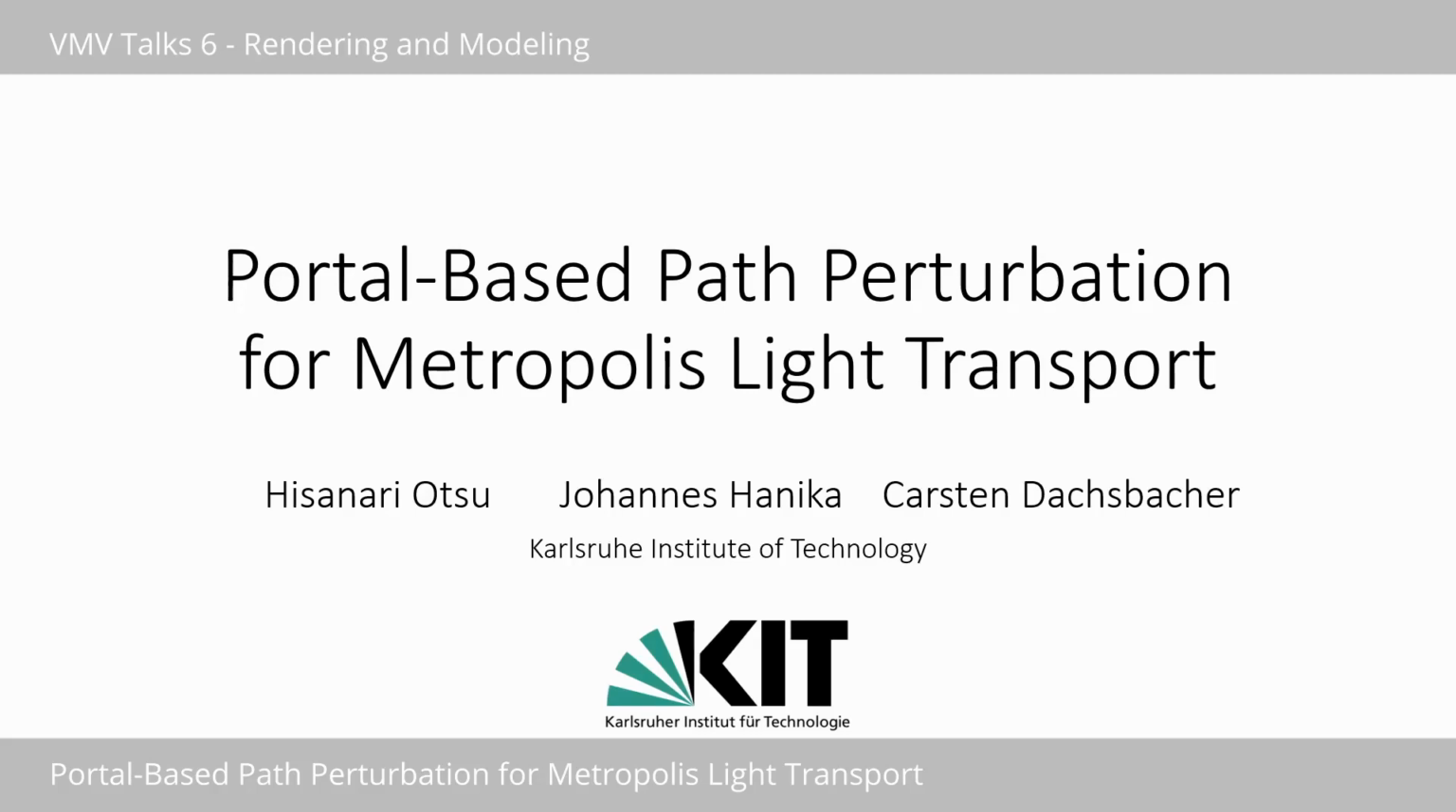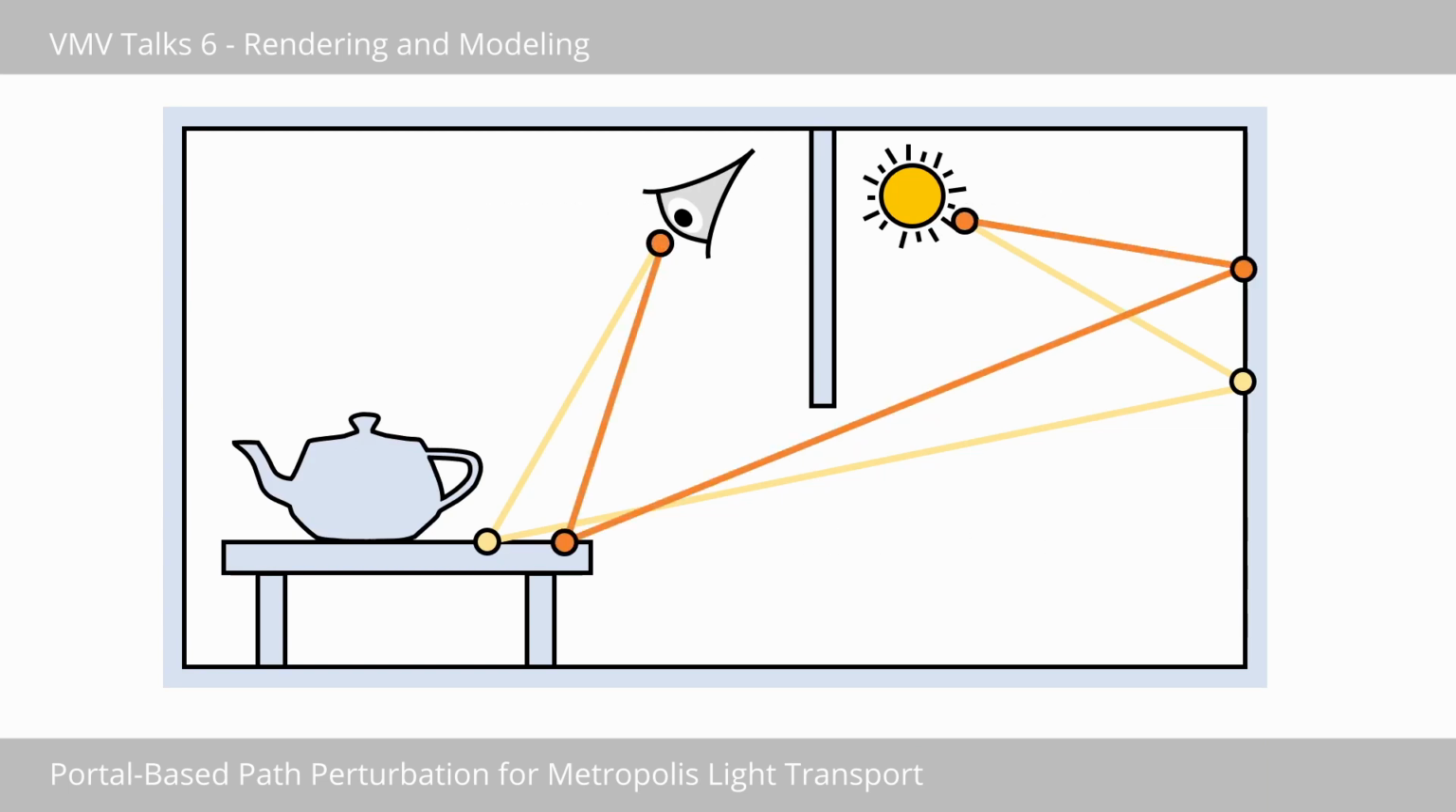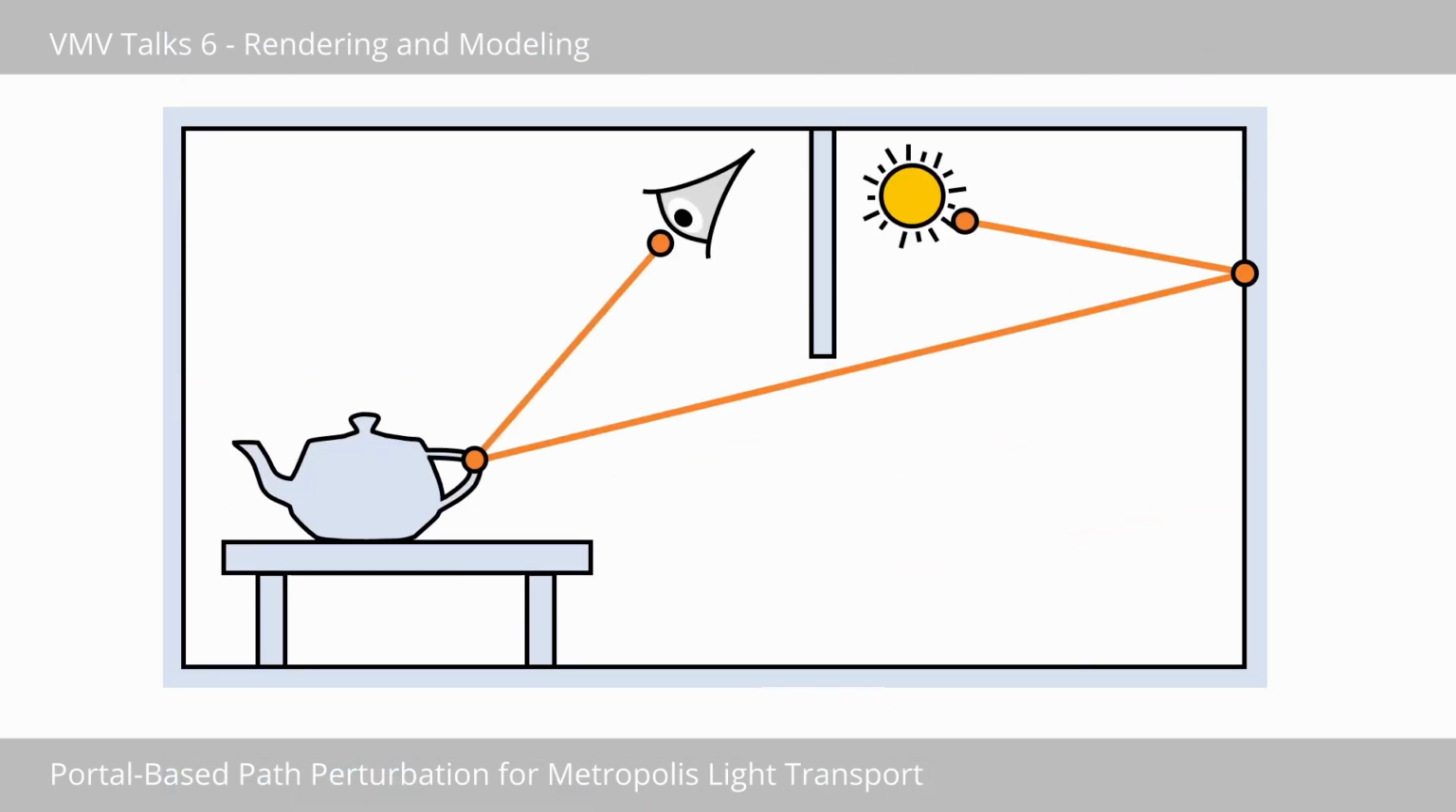Markov chain Monte Carlo rendering, or MCMC rendering, generates a sequence of light paths to estimate light transport by iteratively mutating paths. MCMC rendering is known to be effective for complex geometry, but what if we want to render a scene containing a small opening surrounded by the geometry?